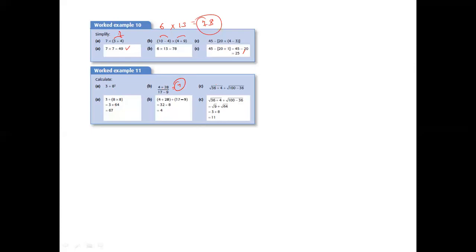And the roots, square roots: 36 divided by 4 means in square root 9, exactly. Yes. And plus the second root, 100 minus 36 is 64. And what was the square root of 9? It is 3, plus the square root of 64, which was 8, and is equal to 11.